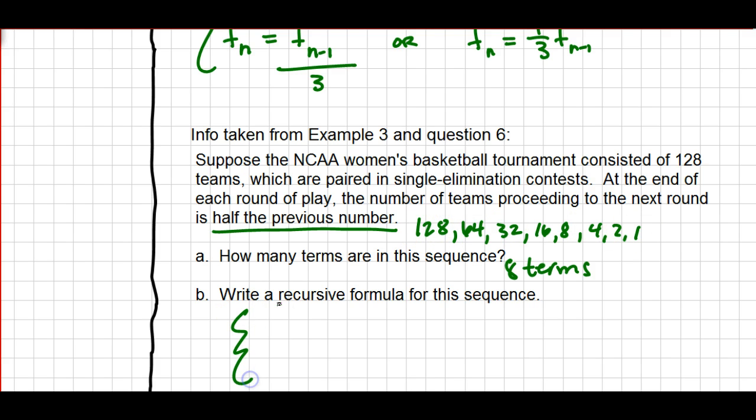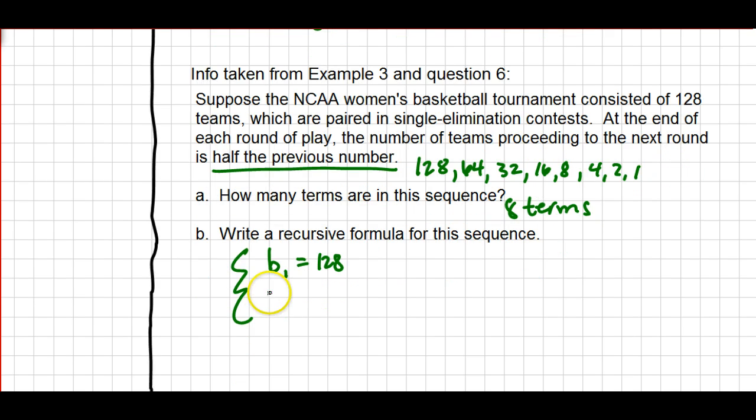Now let's write the formula. I'm going to use B for basketball. The first term is 128. Again, they give that to you. You don't have to figure it out. And then B sub n is the generic version of the formula. And then we do B sub n minus 1 to represent the previous term. And then to get from one term to the next, remember that I'm either dividing by 2 or you can say multiplying by a half.